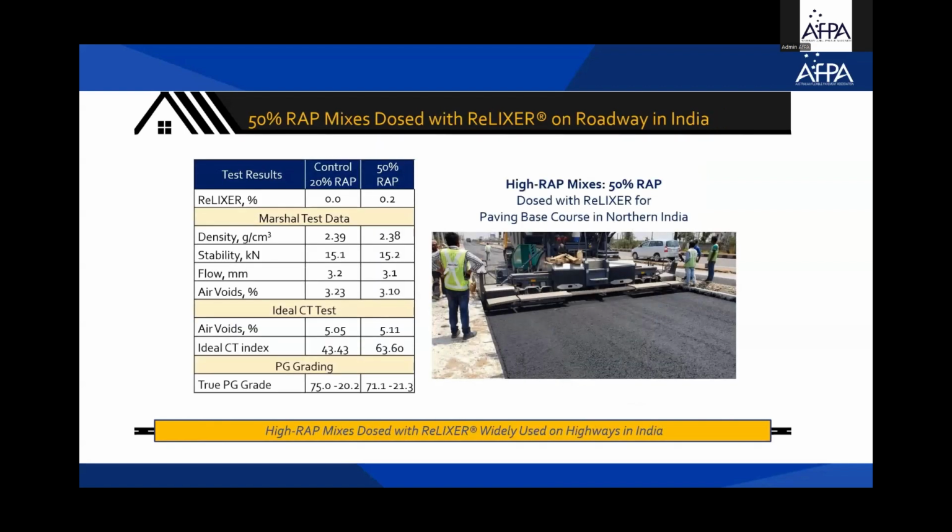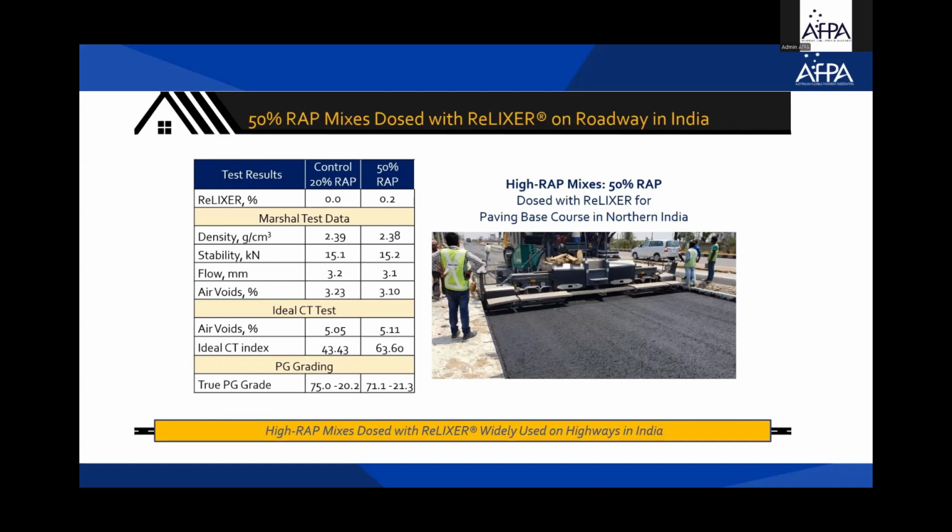Switching gears again, let's move to another continent. This is a case of high base course material made with RAP. Control is a 20% RAP, and the experimental sample, the trial roadway, was 50% RAP. You can see that they use Marshall stability and Marshall flow as their criteria for selection and indeed verification.